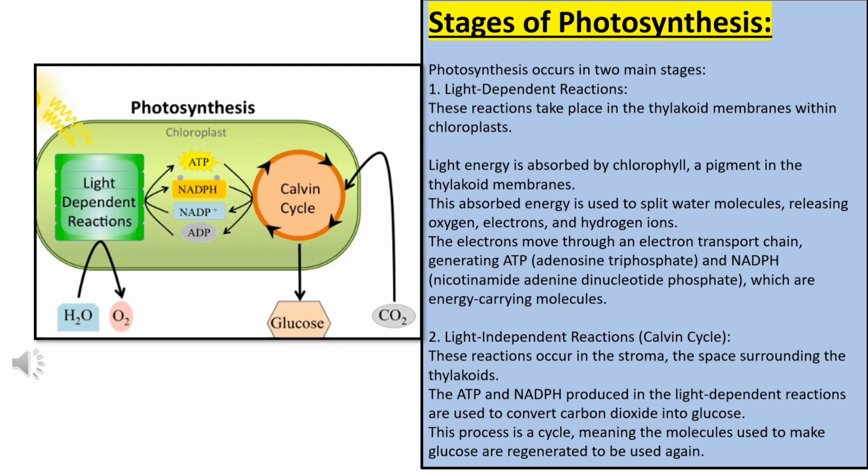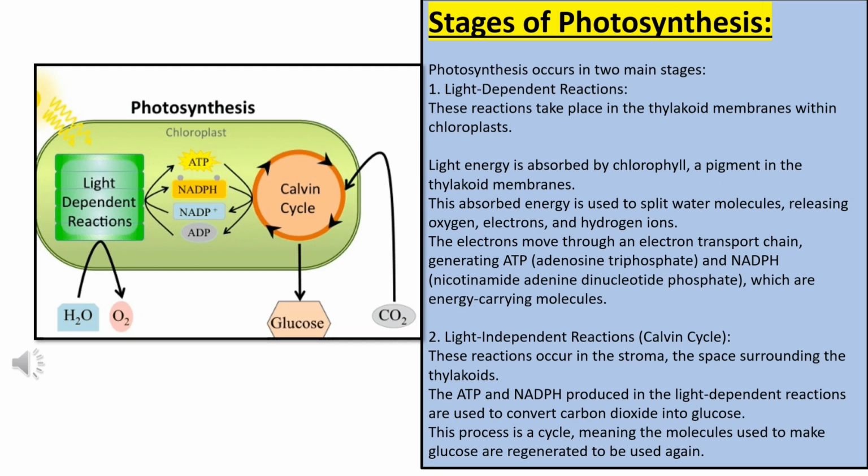Stages of photosynthesis. Photosynthesis occurs in two main stages. First one, light-dependent reactions. These reactions take place in the thylakoid membranes within chloroplasts. Light energy is absorbed by chlorophyll, a pigment in the thylakoid membranes. This absorbed energy is used to split water molecules, releasing oxygen, electrons, and hydrogen ions.